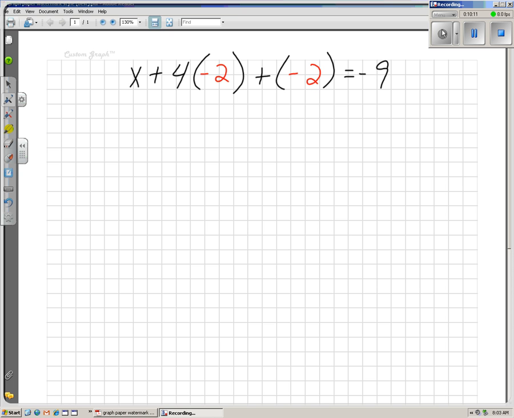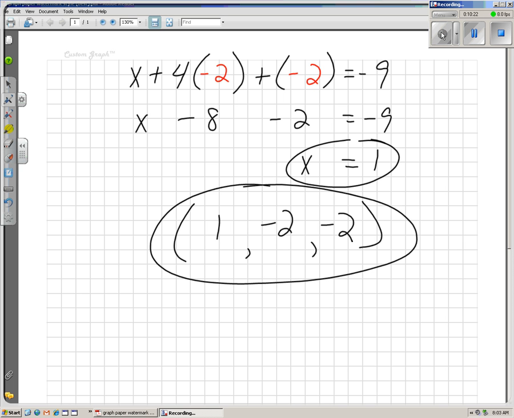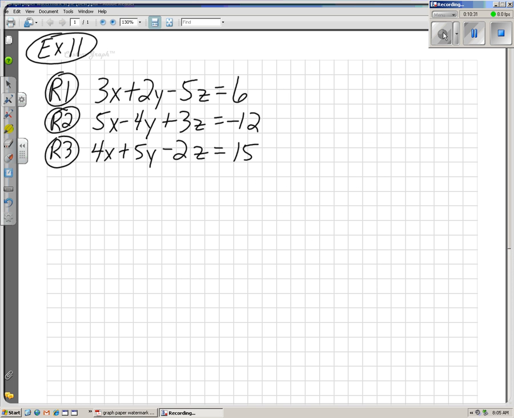I used equation or row 2 because it looked easier, put in my y and z. Now let's figure out what x is. And x equals 1. The last thing to do is write your answer as an ordered pair. And there we have it. Those three planes intersect at this one point, (1, -2, -2).